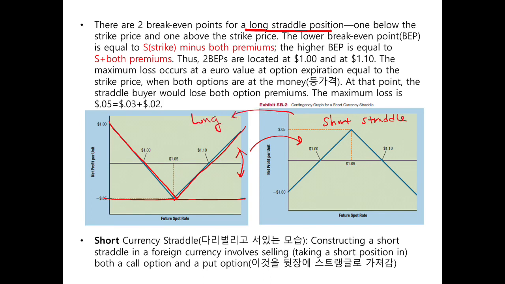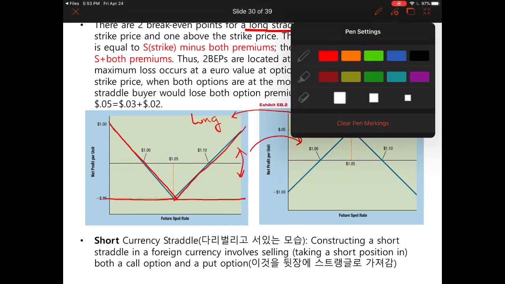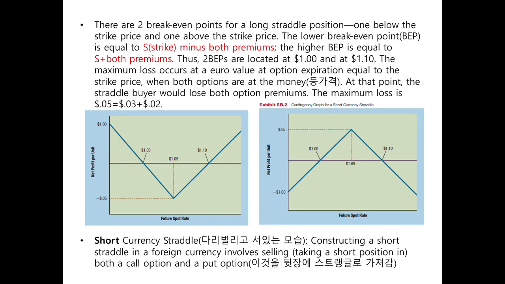Let me make the panel clear. By the way, you can observe 2 break-even points. The break-even point is here, on the horizontal line. The net profit to you becomes 0. We have 2 points. Let's think about how the 2 break-even points occur. The exercise price is 1.05. If you only think about the call, the break-even point should be higher than this one.